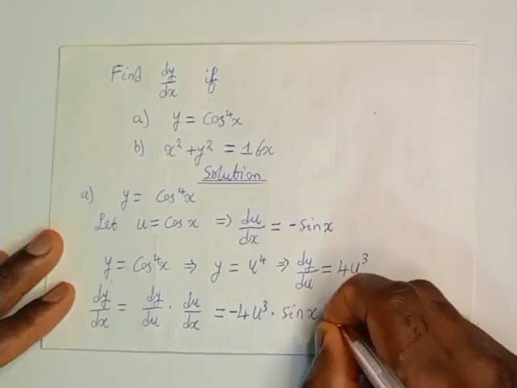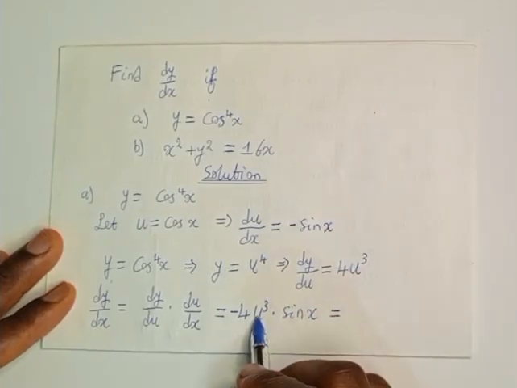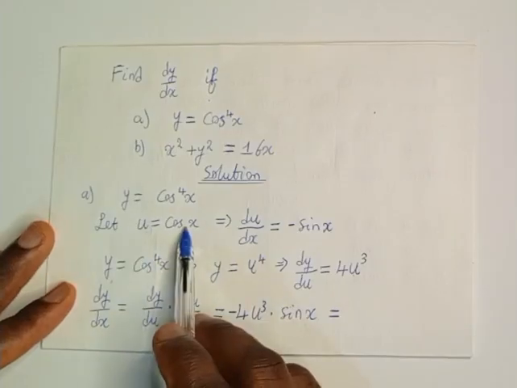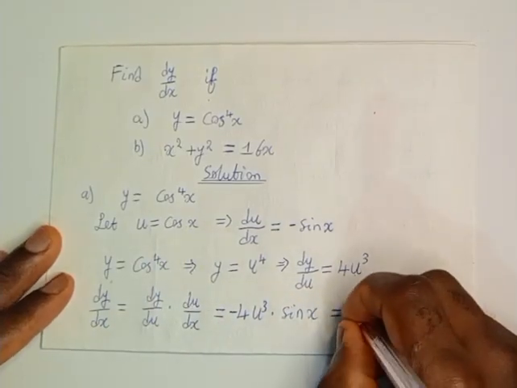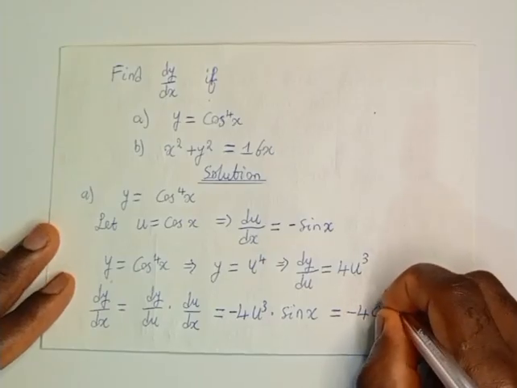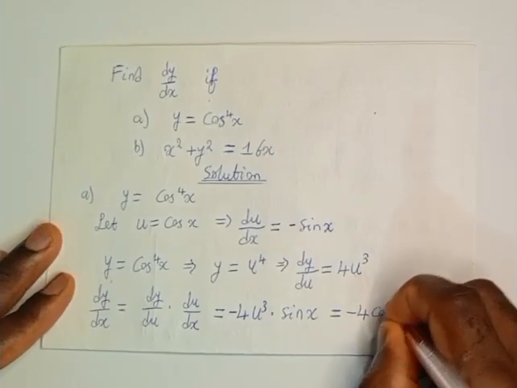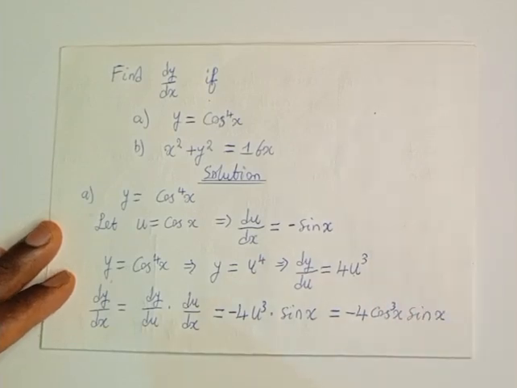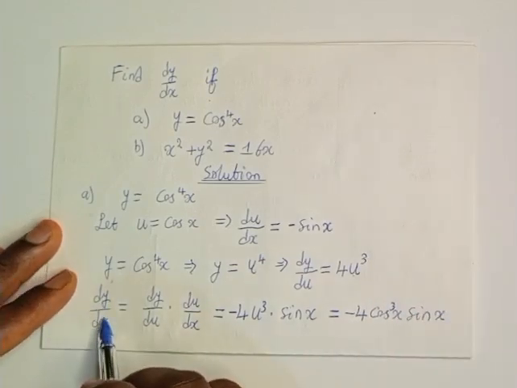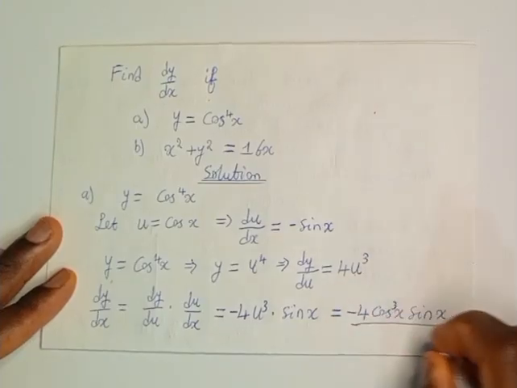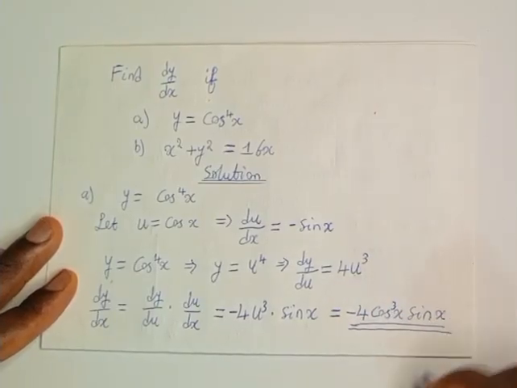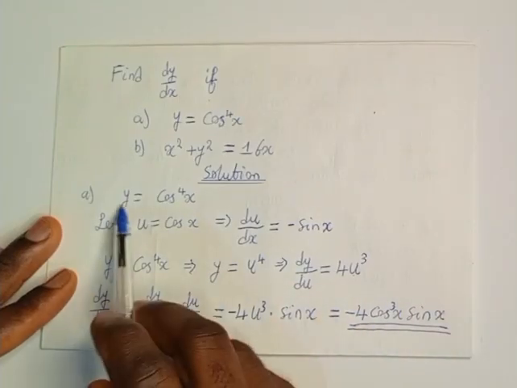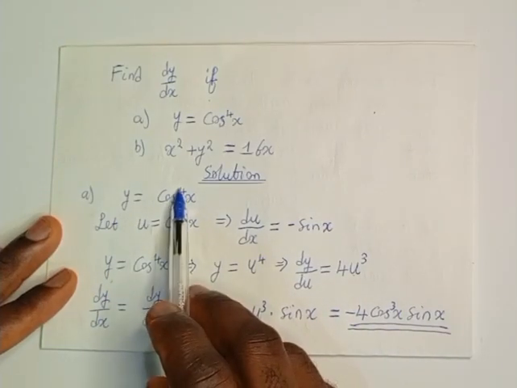This will simply be equal to, we are going to replace u with the function of x. We know u is cos x. This will give us negative 4 cos x cubed sine x. Therefore, our dy on dx is simply equal to negative 4 cos x cubed sine x. This is the derivative of y equal to cos x to the power 4.